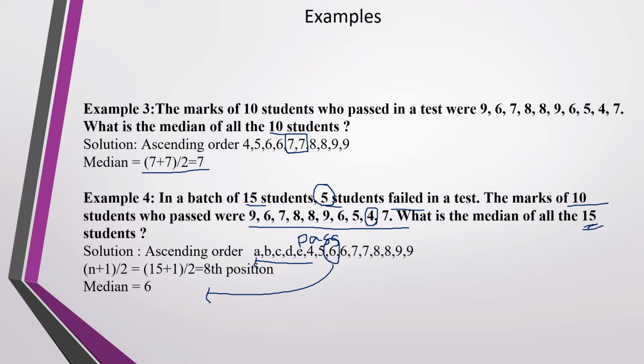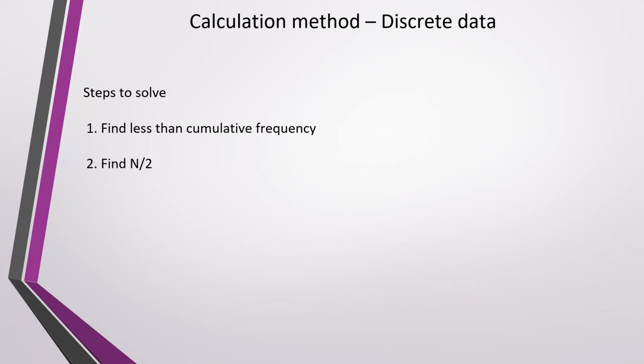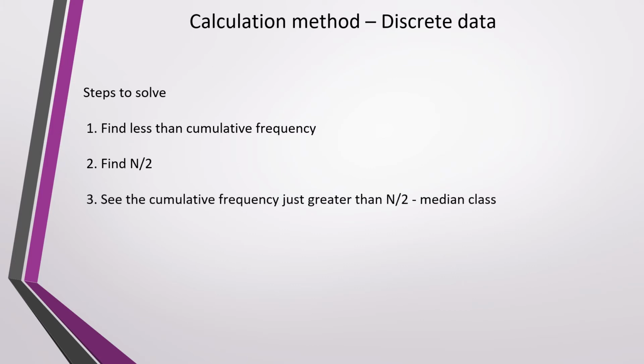Okay. Now moving on to the second type, discrete data. In discrete data we have with us X and F. First find the less than cumulative frequency, find n by 2. See the cumulative frequency just greater than n by 2, that acts as your median class, and the corresponding value of the variable is the median.